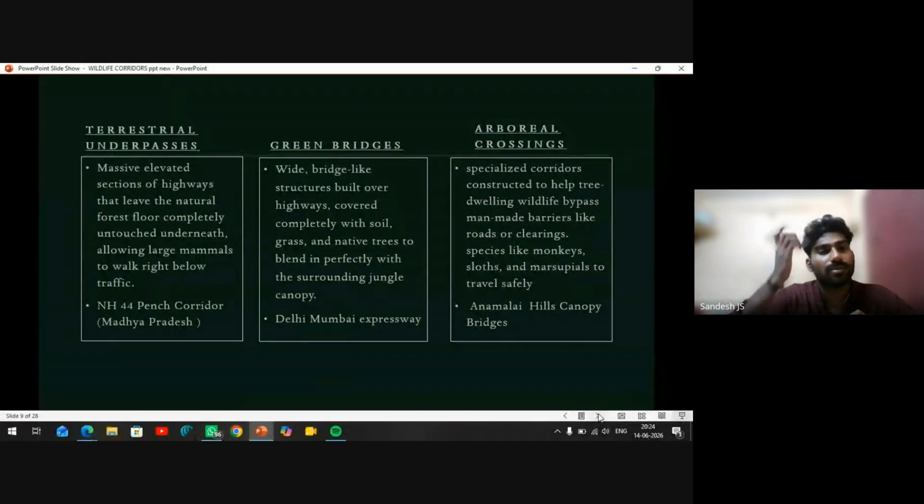Terrestrial underpasses. These are massive elevated sections of highways that leave the natural floor completely untouched underneath, allowing large mammals to walk right below the traffic.